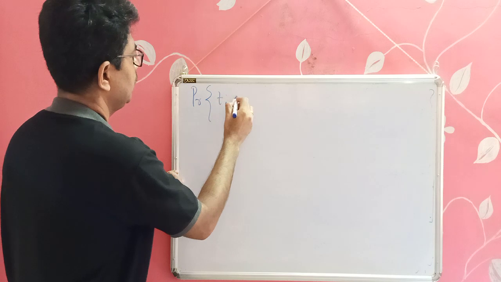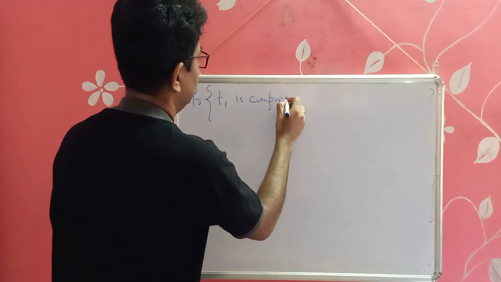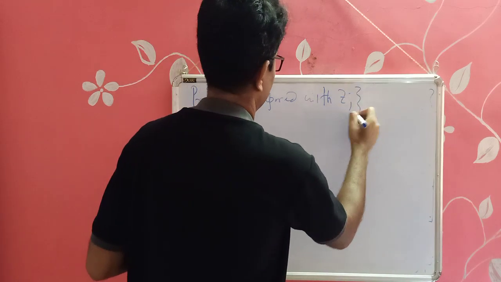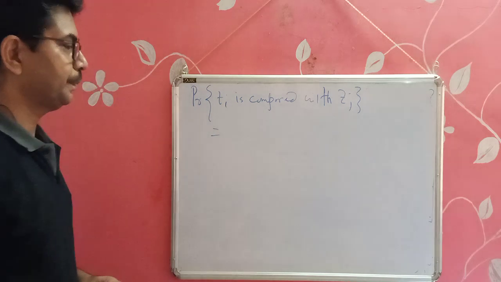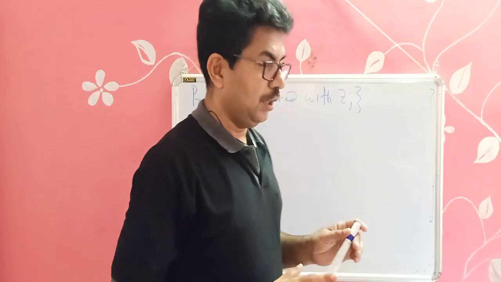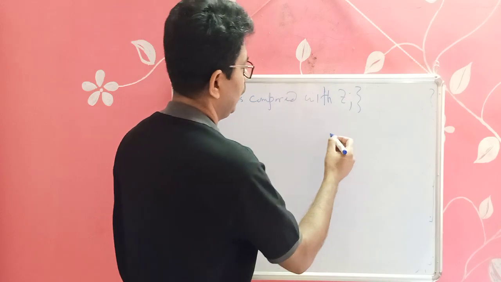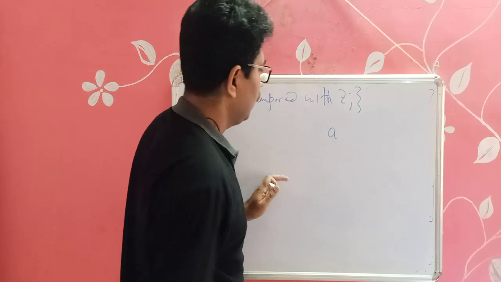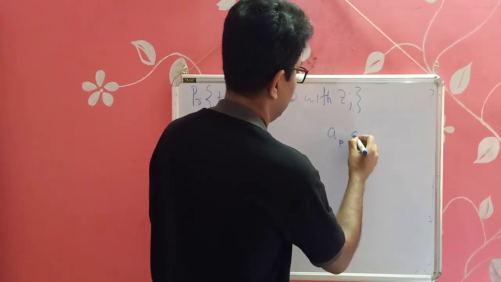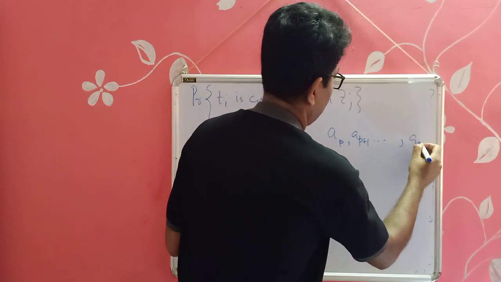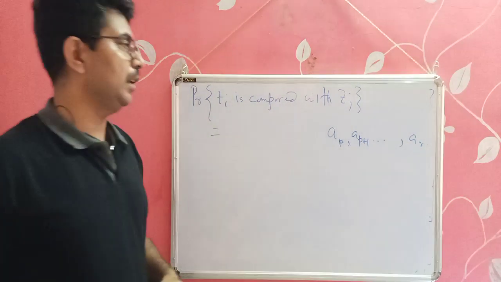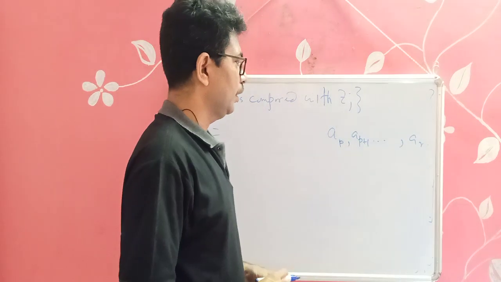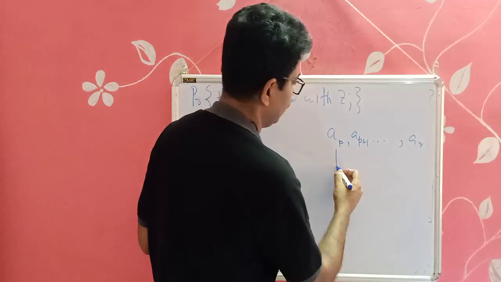The probability that Zi is compared with Zj is equal to what? Now think very carefully. Let this be the set of elements, A_i through A_j, and we have written Zi, Zj for simplicity. Now if we ask the question: when will these two be compared?